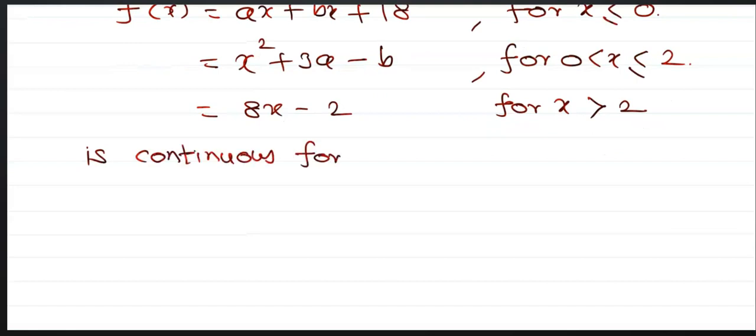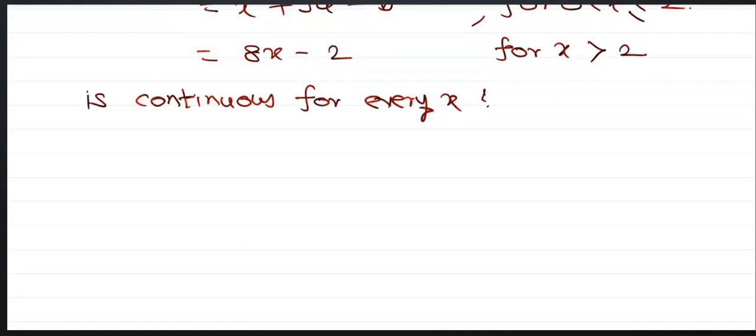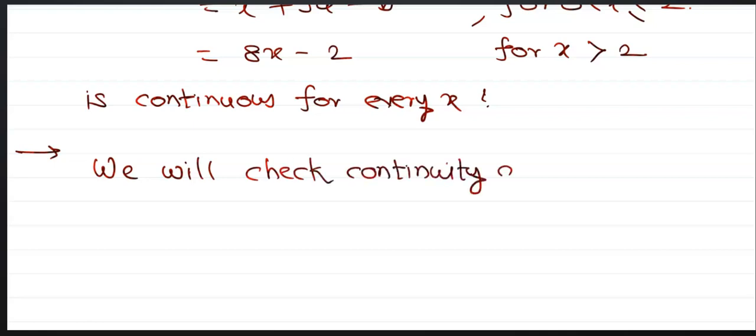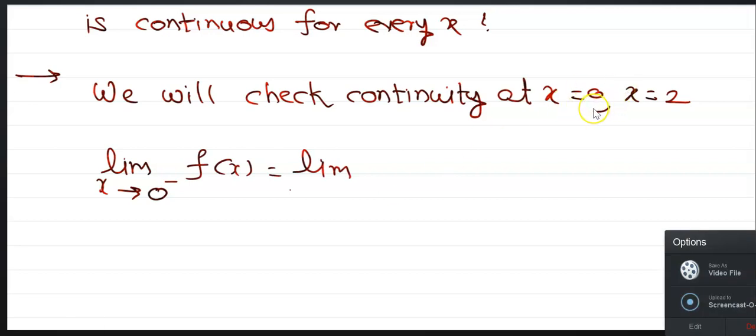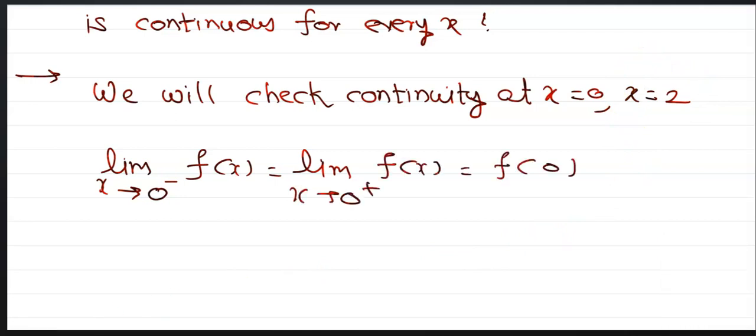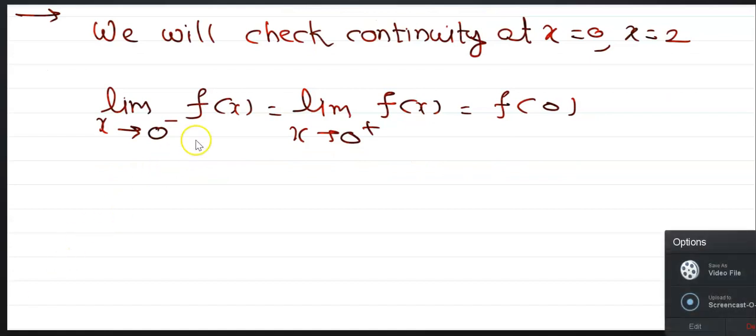continuous for every x? Now we will see. Check the continuity at the point. The function breaks at x equals 0 and x equals 2. Therefore we will find the left hand side limit, the right hand side limit and the value of the function at x equals 0. Also the left hand side limit and right hand side limit at x equals 2, and then we will get their values. This is checking for 0, the breaking point.